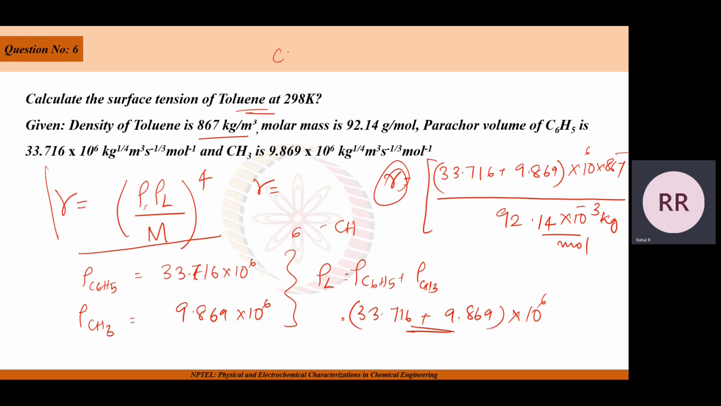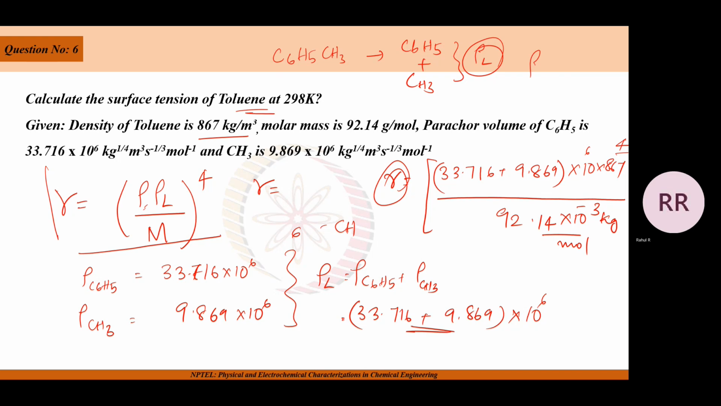If you have the structure C6H5CH3, we know the values of C6H5 and CH3. You need to add these together to get the volume. We know rho, which is the density, and M is the mass. So with everything known, substitute, do some addition and multiplication, and you get the answer. This is to the power 4. I hope you guys can do the rest. So this is the answer to the question.